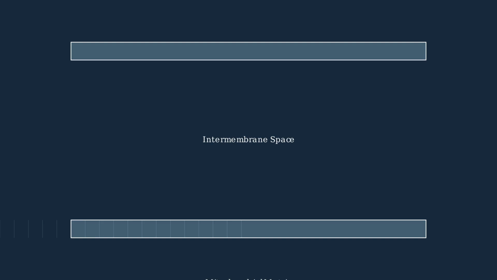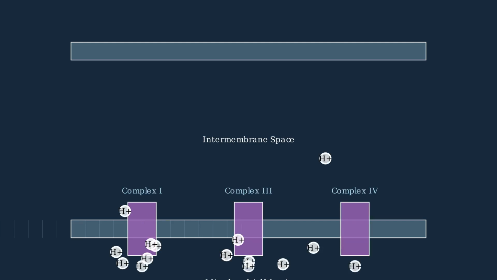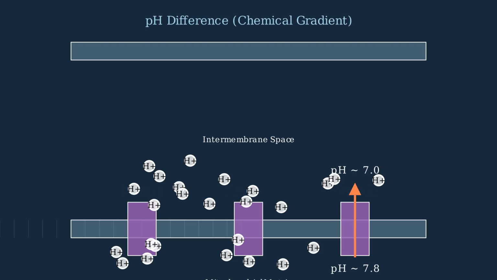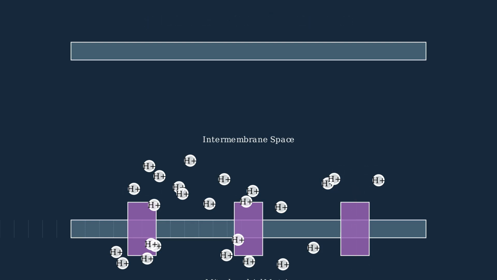The proton gradient is essential for ATP synthesis and forms the core of cellular energy production. Complexes 1, 3, and 4 of the electron transport chain pump protons from the mitochondrial matrix into the intermembrane space. This creates a proton gradient with two components. First, a chemical gradient or pH difference. And second, an electrical potential with positive charges in the intermembrane space and negative charges in the matrix. Together, these form an electrochemical gradient across the inner mitochondrial membrane, storing potential energy like a charged battery.